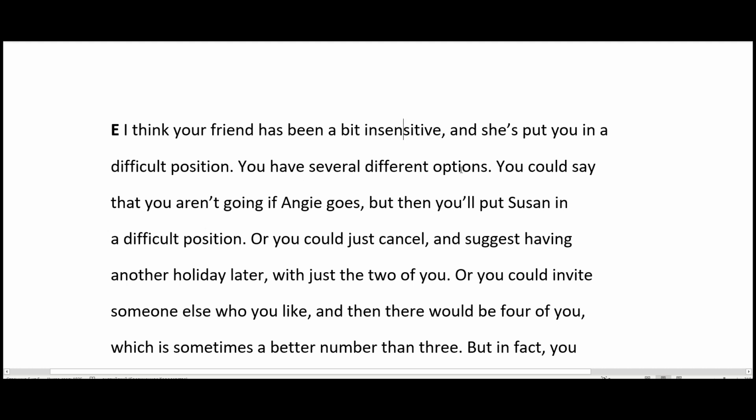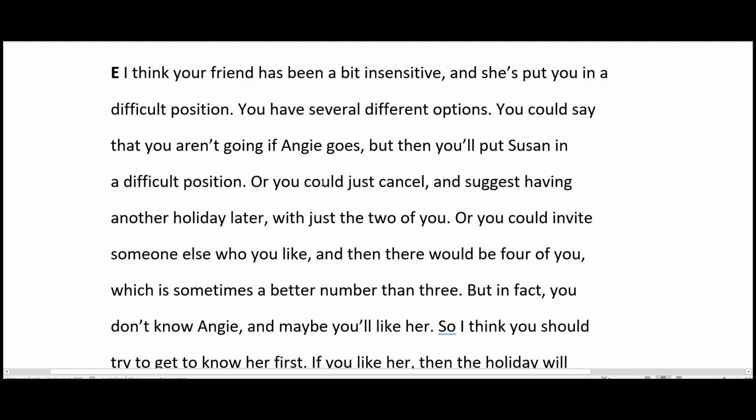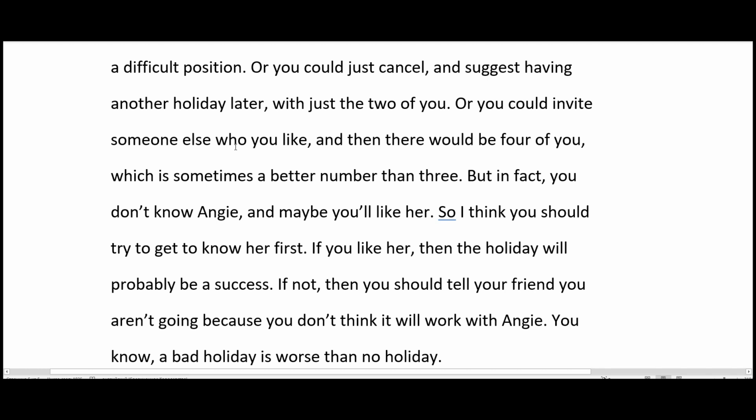У вас есть несколько разных опций или решений. Вы можете сказать, что вы не едете, если Энджи поедет, и тогда вы поставите Сьюзен в неудобную позицию. Или вы можете просто отменить и предложить другой отпуск чуть попозже, когда вас будет только двое. Или же вы можете пригласить кого-то еще, того человека, который вам нравится, и затем вас будет 4. И на самом деле иногда это лучше, то есть 4 будет лучшее число, чем 3. То есть, грубо говоря, как-то так.